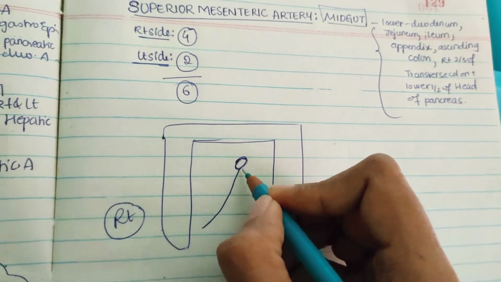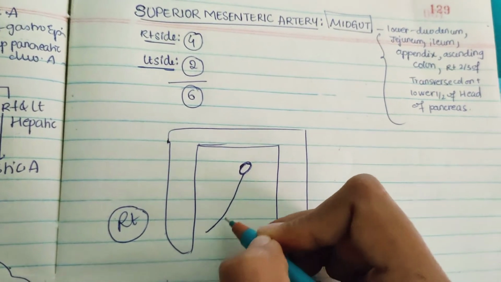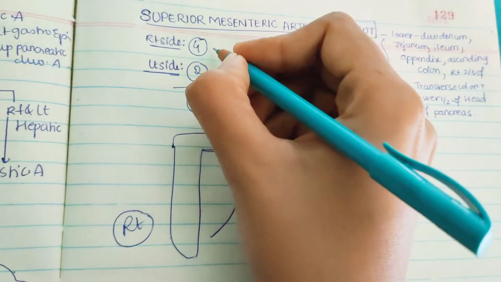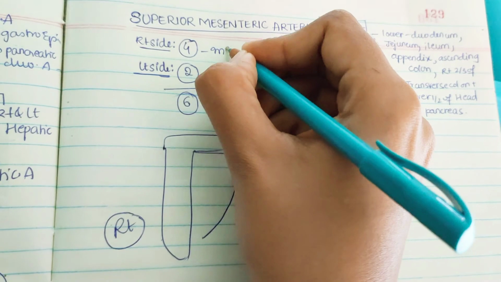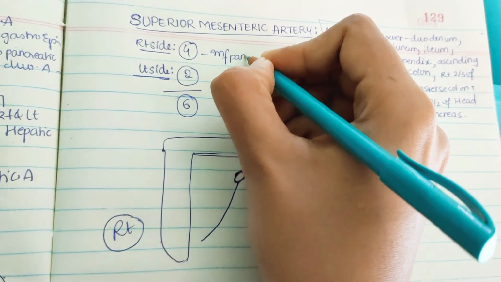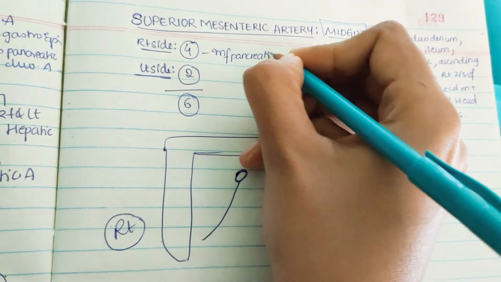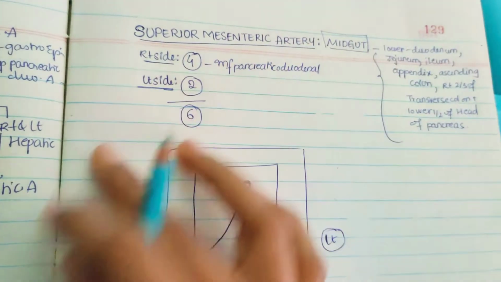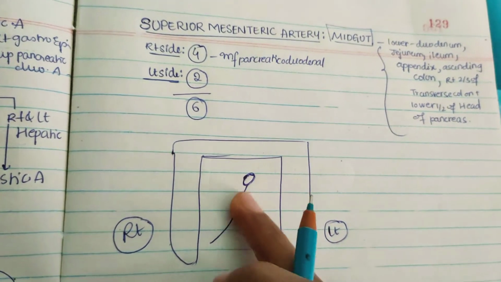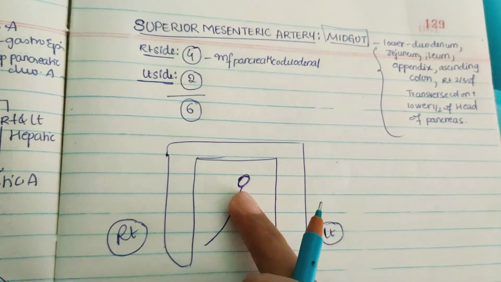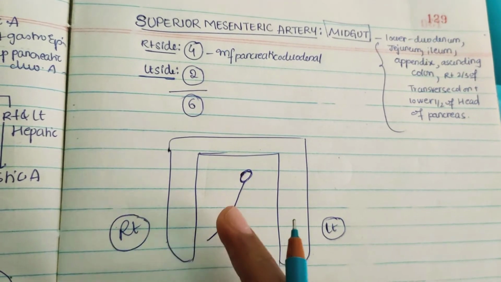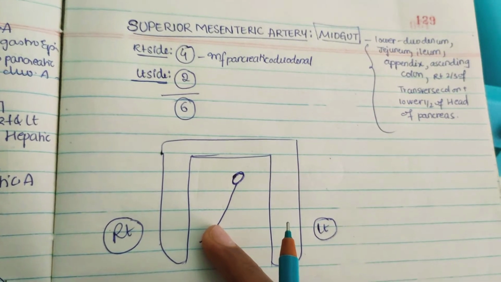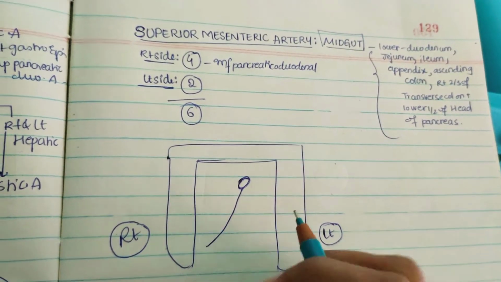The first branch is this one, the inferior pancreatico-duodenal artery. Let us write it on the right side. The first one is the inferior pancreatico-duodenal artery. This is the superior mesenteric artery, and from there the first branch on the right side is the inferior pancreatico-duodenal artery. The next one is the middle colic artery.